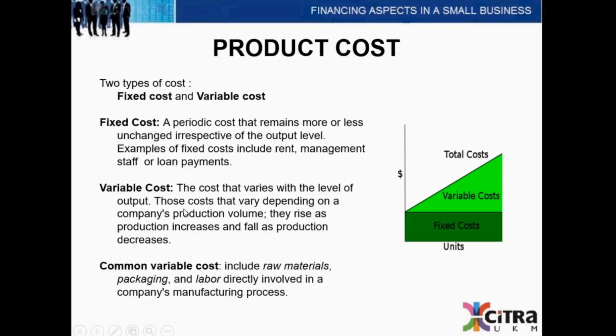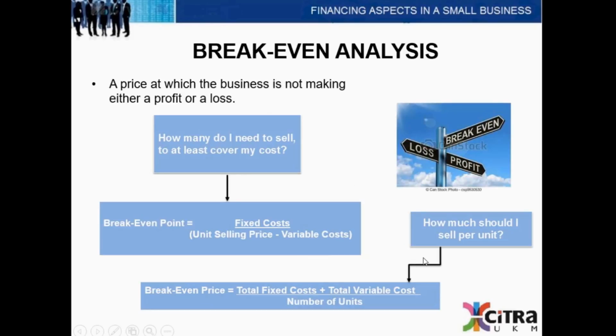This variable cost is the cost that varies with the level of output. Now, the more you produce, the higher will be the variable cost, and the variable cost will reduce with the number of products that you sold. Basically, the economy of scale can be achieved as the variable cost reduced with the increase in number of sales. It includes costs for raw materials, packaging, labor, and other costs that are directly involved in the manufacturing process.